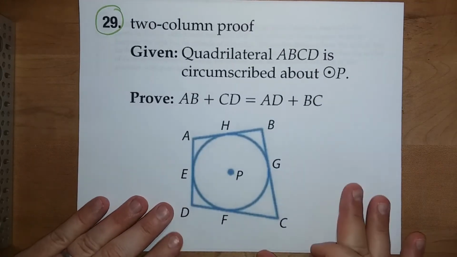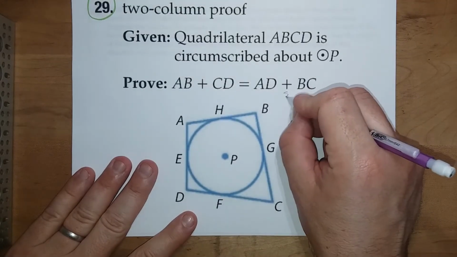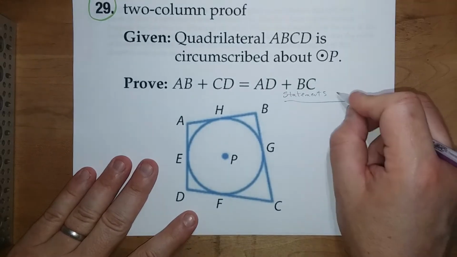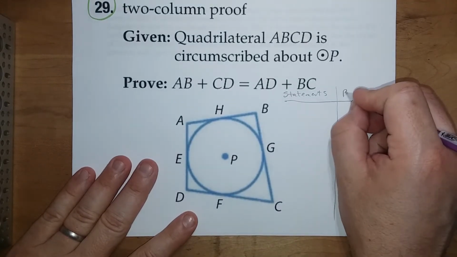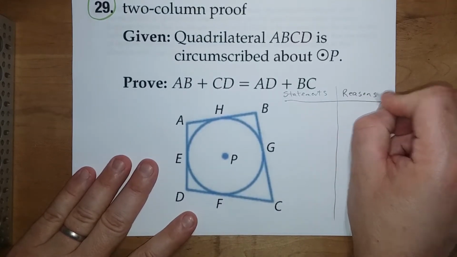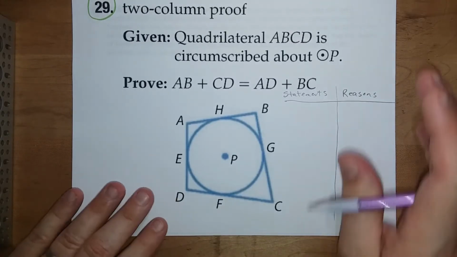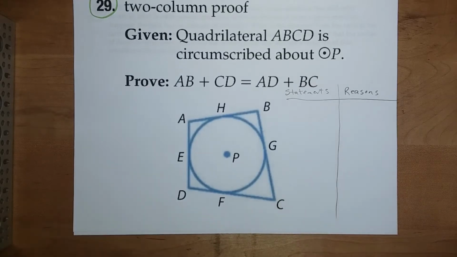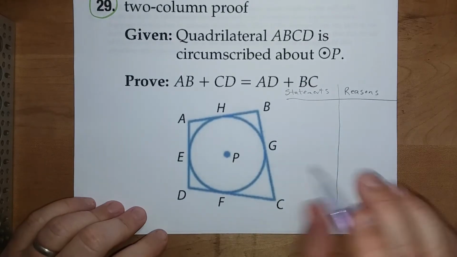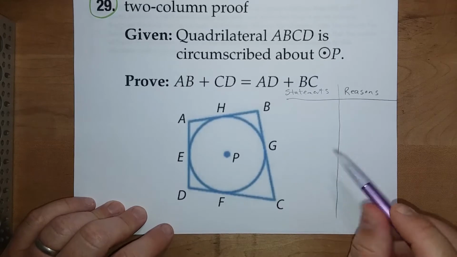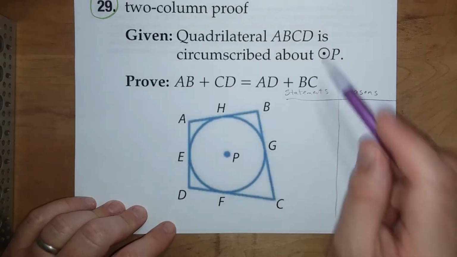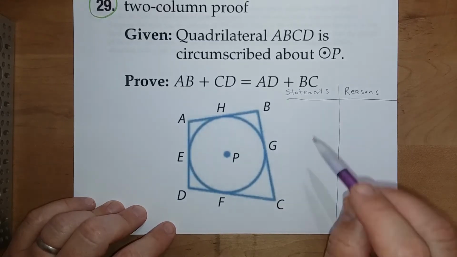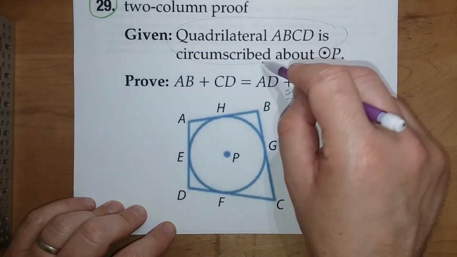I'm going to go ahead and work with this sketch, and I'm going to make 2 columns. We're going to make some statements and some reasons. And I'm going to try to save some space here. I'm going to eliminate our definition of congruent statements. I'm not going to convert everything over from congruence to equality. We'll just work this one in equality. They do give us that quadrilateral ABCD is circumscribed about circle P.